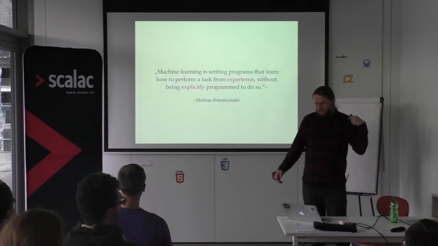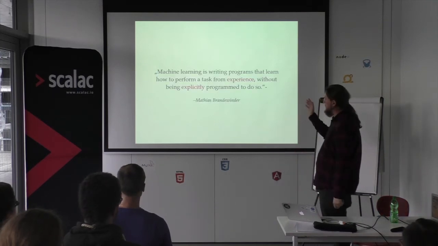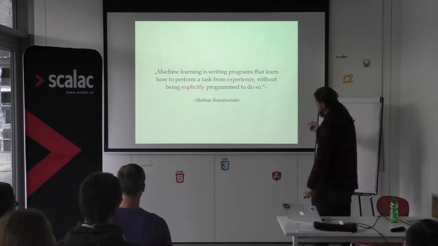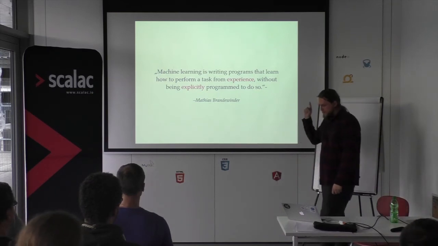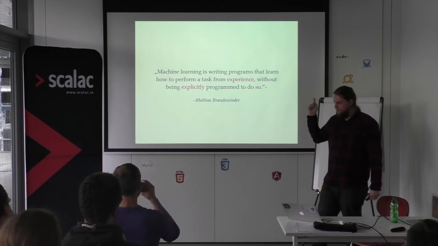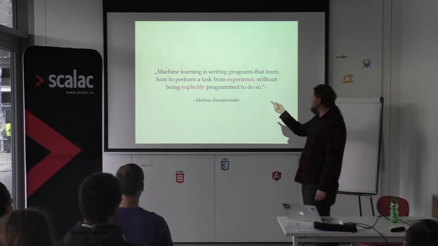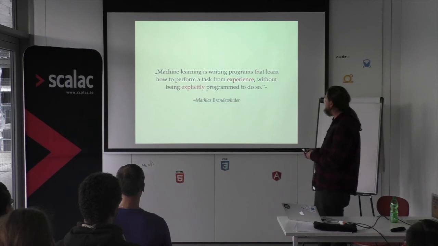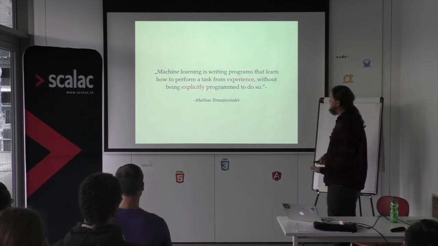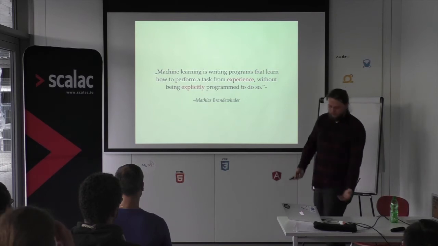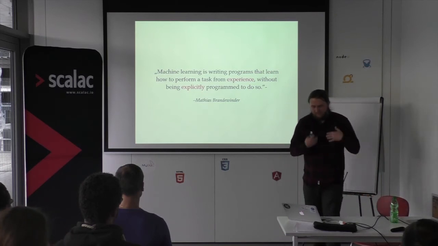So I will use one of the sentences from Matthias van der Wieler's book, which is called Machine Learning for .NET Developers. And he wrote this one: Machine learning is writing programs that learn how to perform a task from experience without being explicitly programmed to do so. Well, what does it mean?